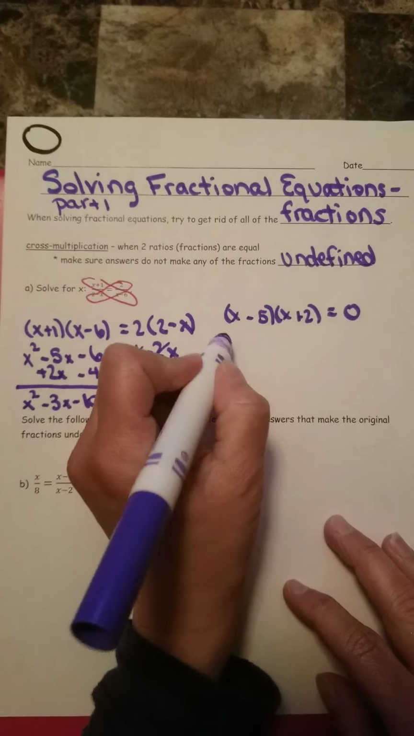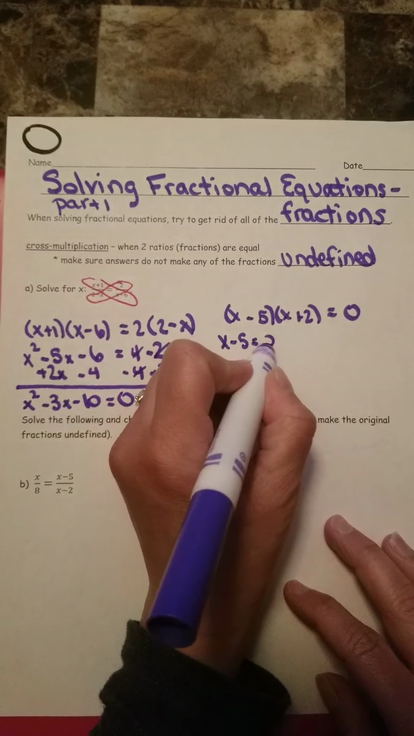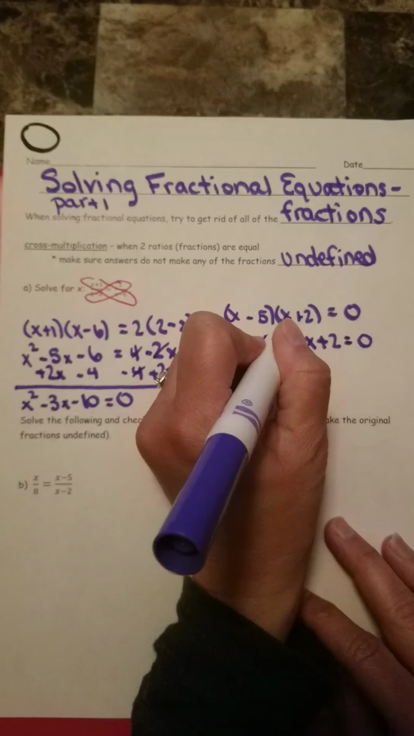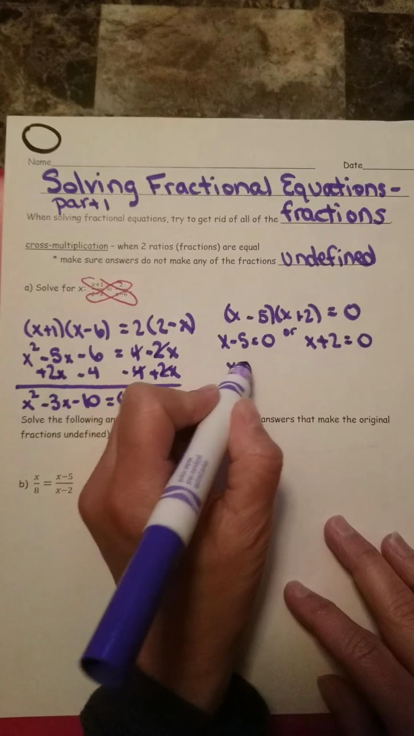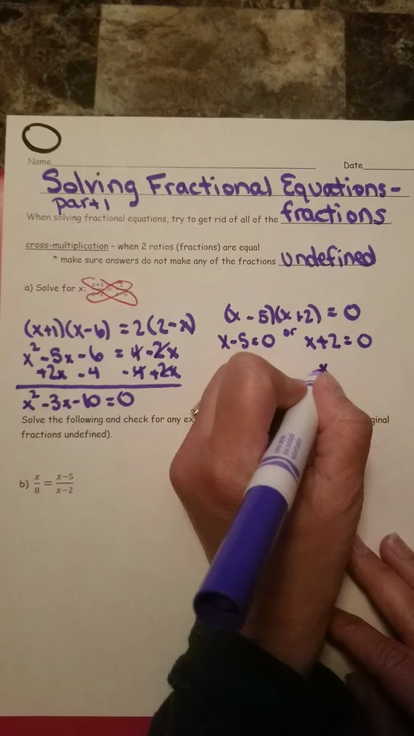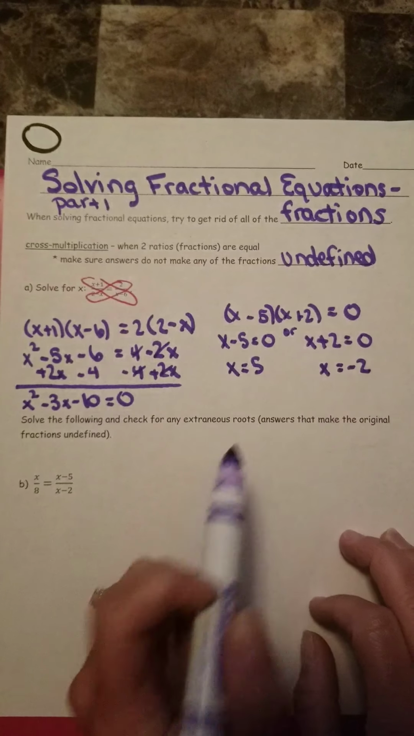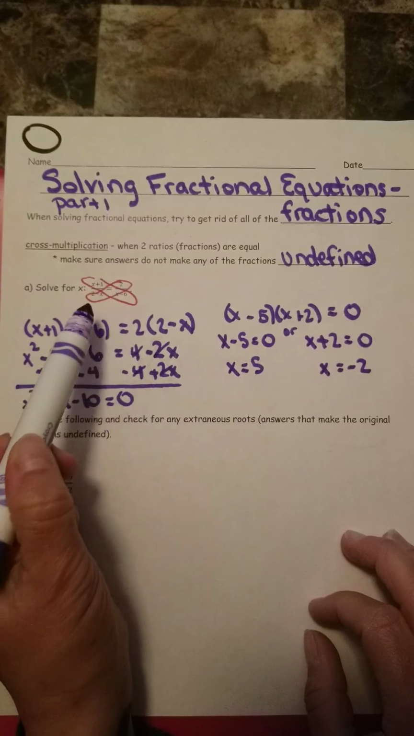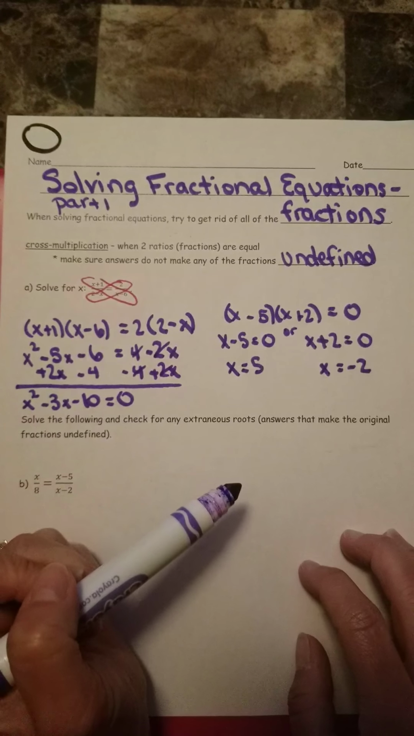Now I'm going to do the easy part. I'm going to split these up and set them equal to 0. If I solve them, I get x equals 5 and x equals negative 2. Before I circle them, I want to go back to my fractions and see if I plug these numbers into the bottom, whether it would make it 0. If it does, it won't work.